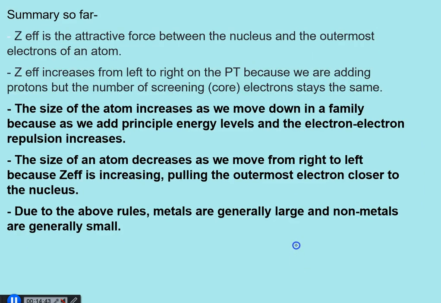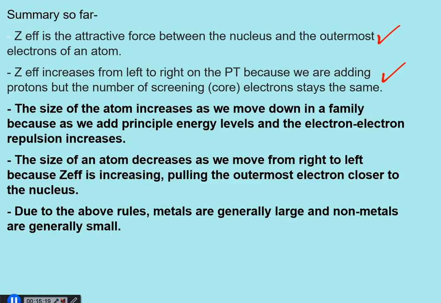Okay, here we go. That was white because I made these this morning, and these we already summarized. But this is the summary so far. The bold is the new, but whatever, we'll just go with all of it. The summary so far is Zeff is the attractive force between the nucleus and most electrons in an atom. Next, Zeff increases from left to right on the periodic table because we are adding protons, but the number of screening, shielding, or core electrons, it's the same thing, stays the same.